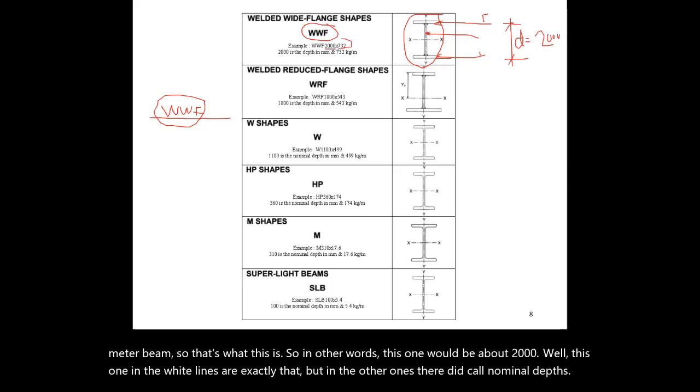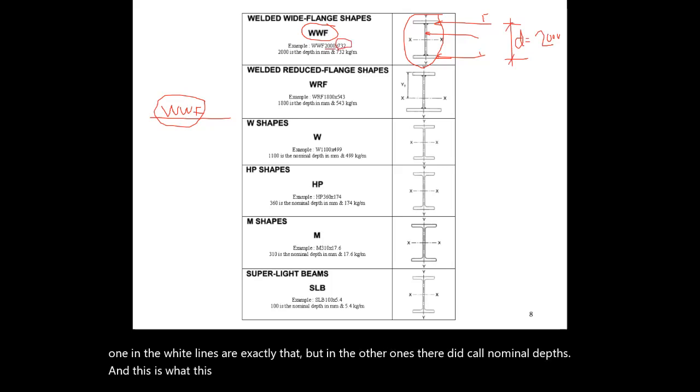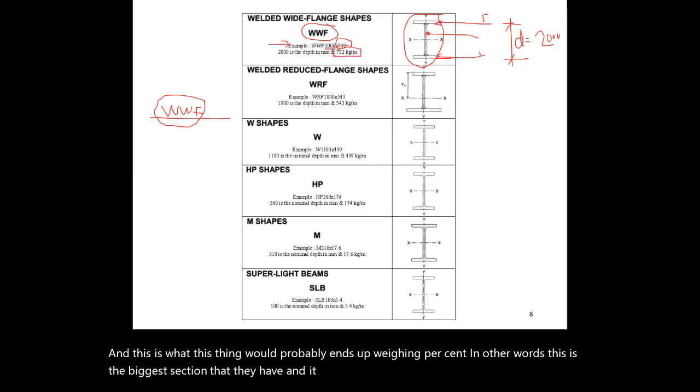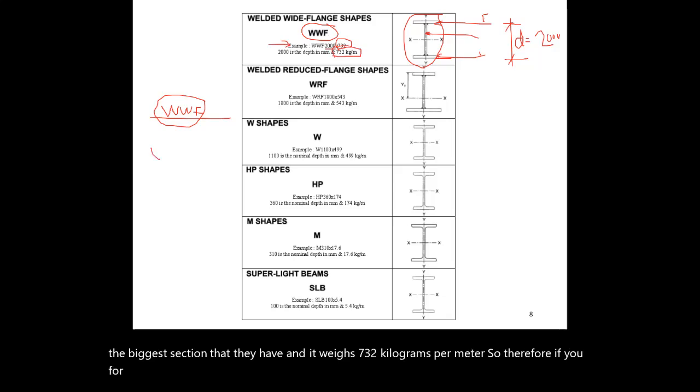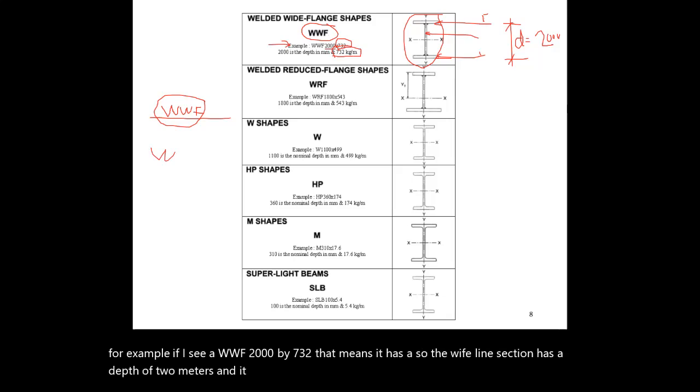And this is what the shape would probably end up weighing per meter. In other words, this is the biggest section that they have, and it weighs 732 kilograms per meter. So if I see a WWF 2000 by 732, that means it's a welded wide flange section. It has a depth of 2 meters and it weighs 732 kilograms per meter.